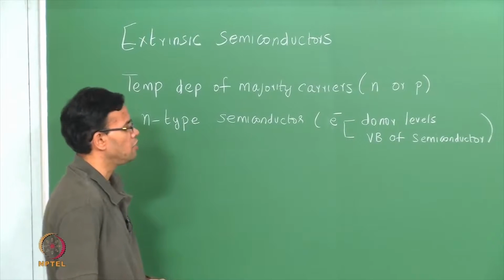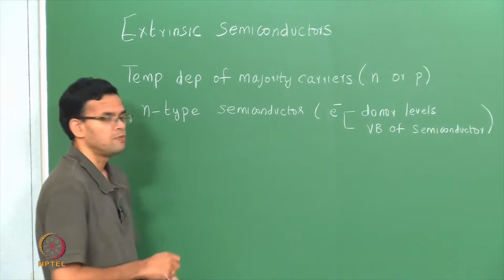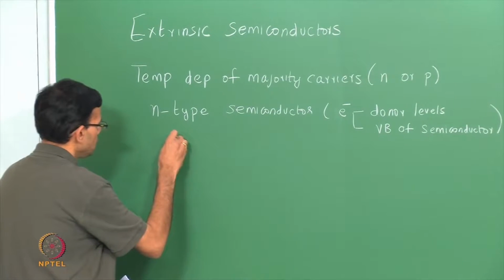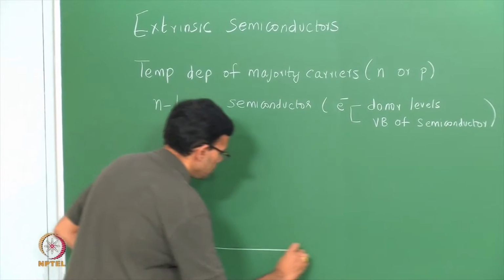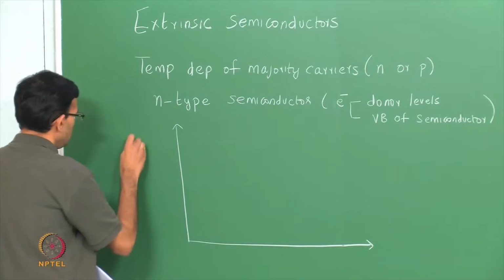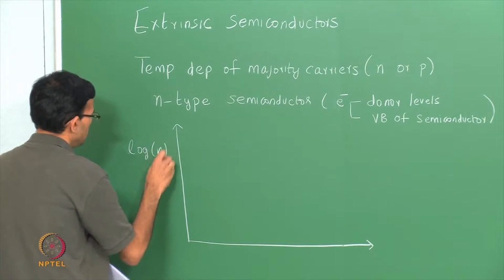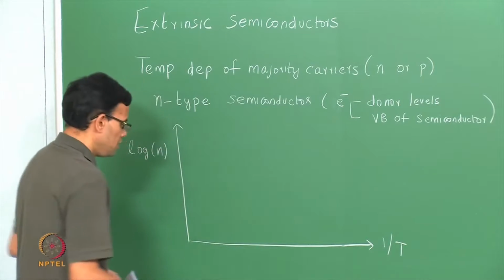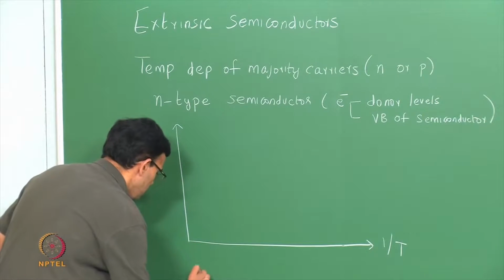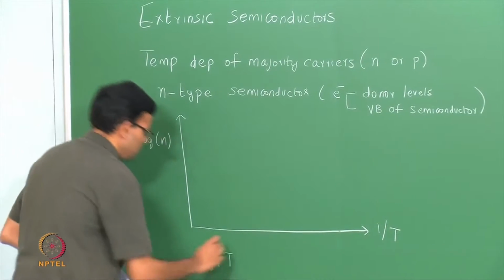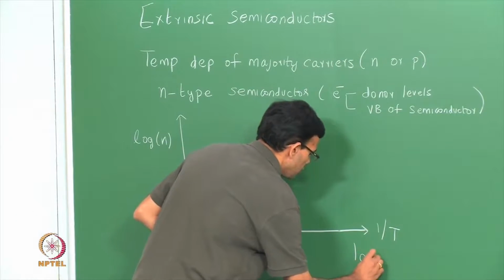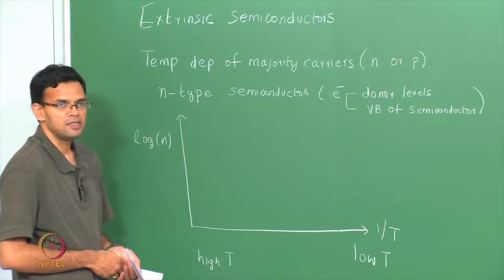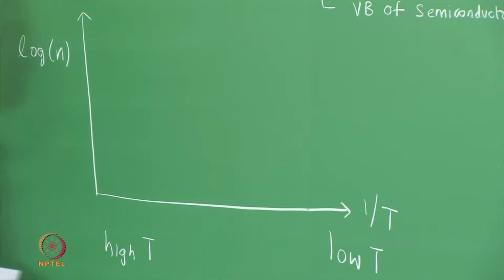Putting these two pieces of information together, we did a plot of the log of the electron concentration versus 1 over T. So, this is log of n, this is 1 over T. Since this is 1 over the temperature, this represents the high temperature side, and this represents the low temperature. In this plot, we said that we could divide an extrinsic semiconductor into essentially three regions.